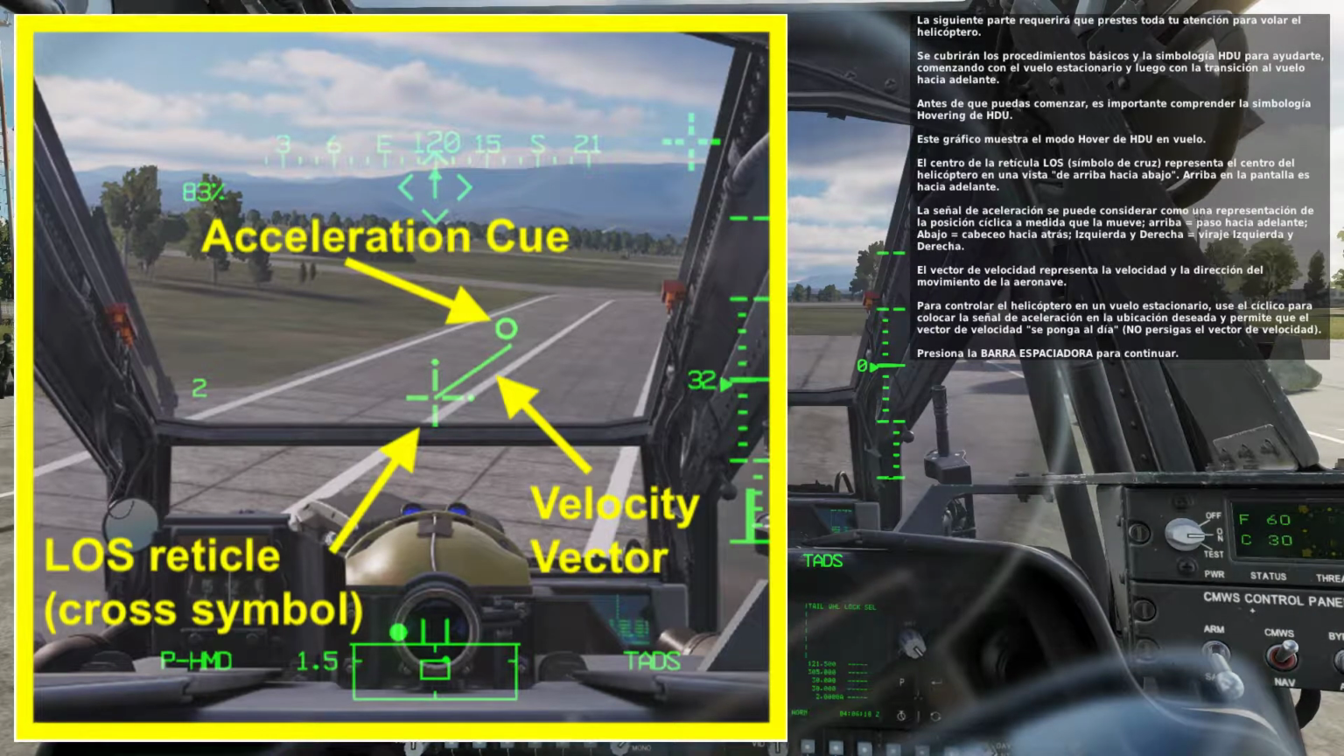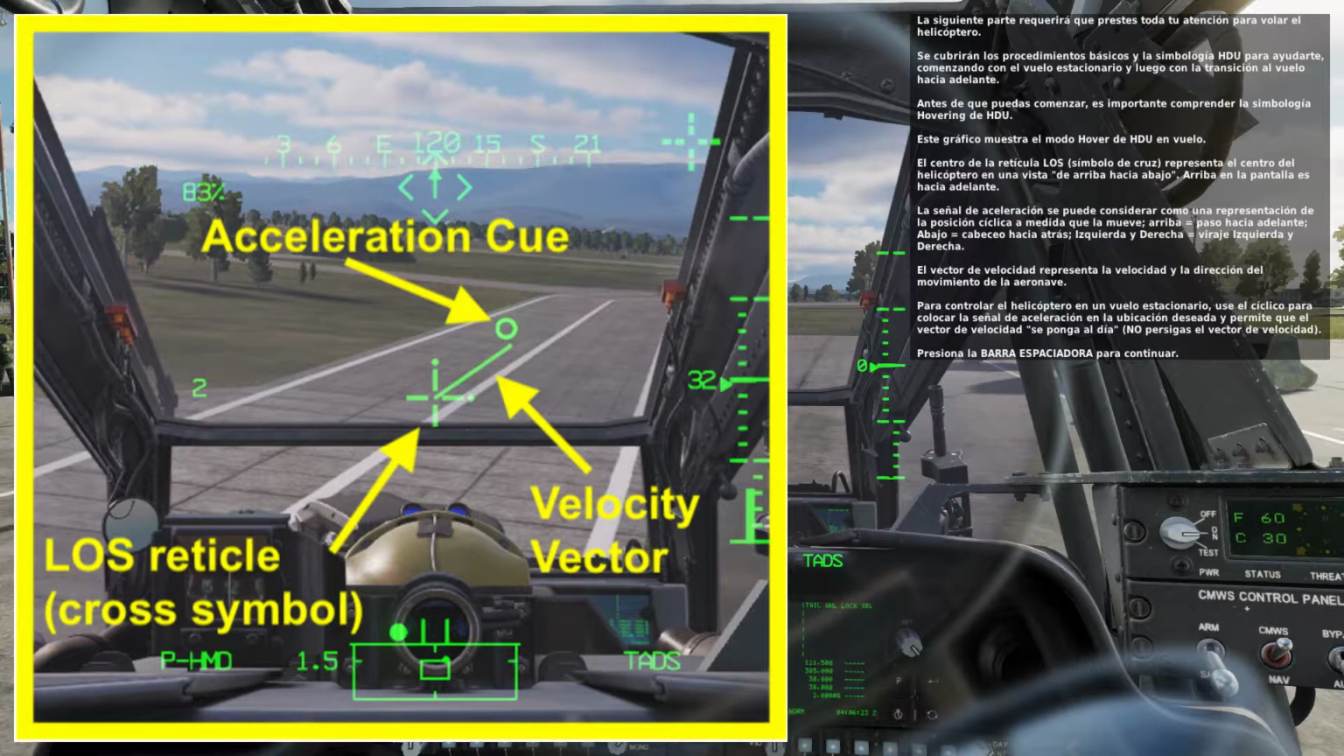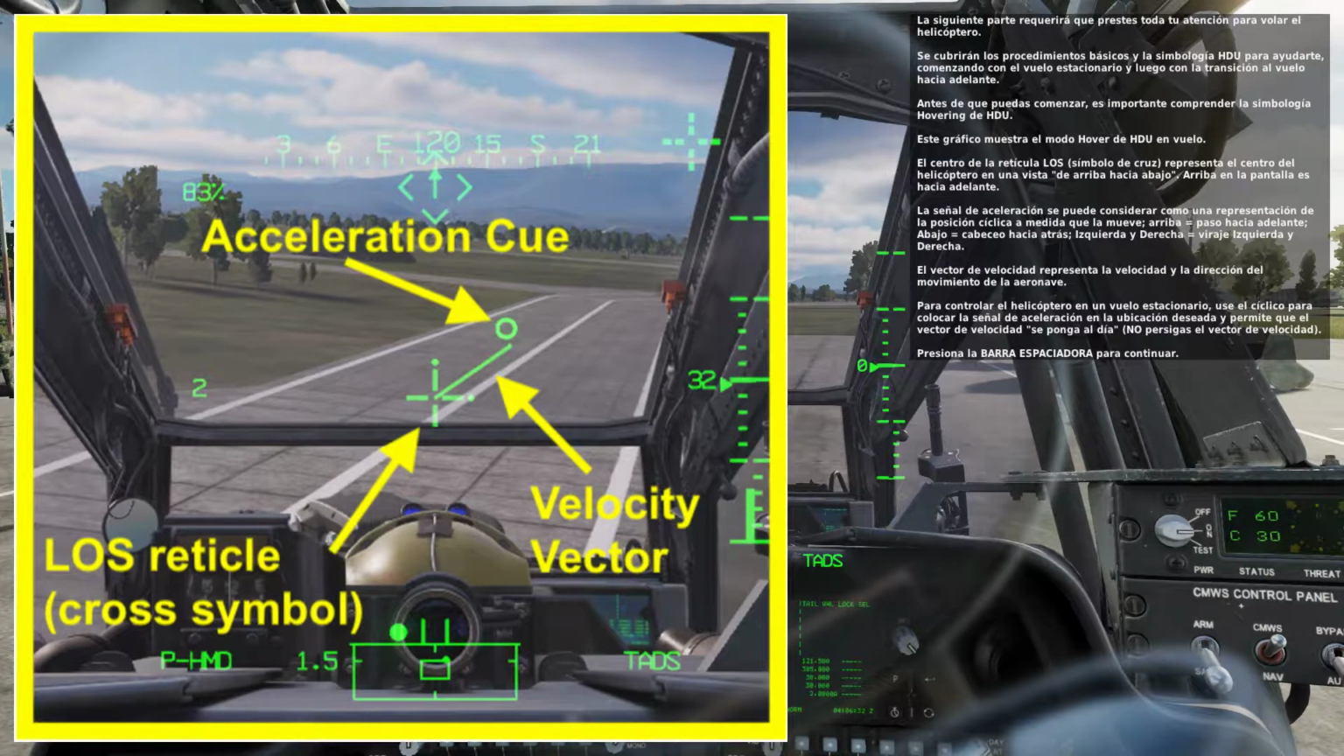To control the helicopter in a hover, use the cyclic to place the acceleration cue in the desired location and allow the velocity vector to catch up. Press the spacebar to continue.